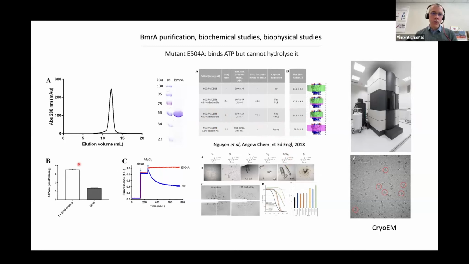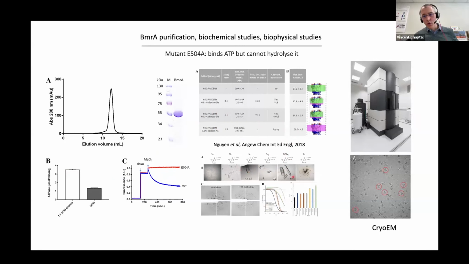But this also thermostabilizes the protein, and it also gives the wild type protein a higher ATPase activity. The wild type protein can transport doxorubicin, as we can see here, but the mutant is inactive.